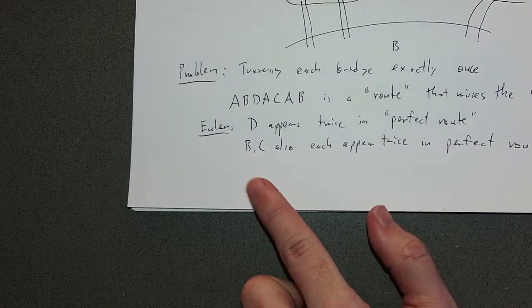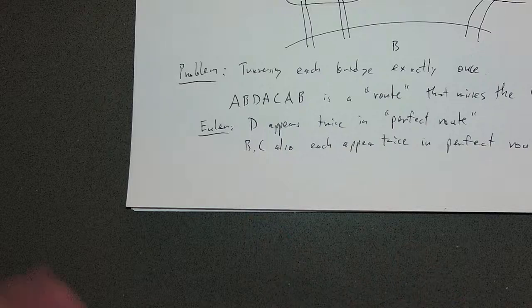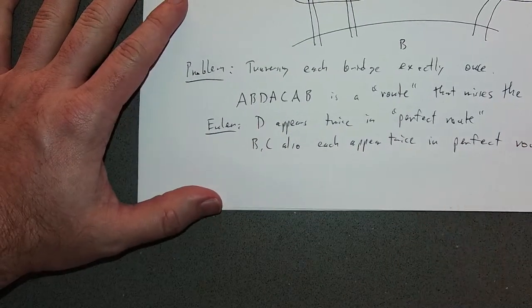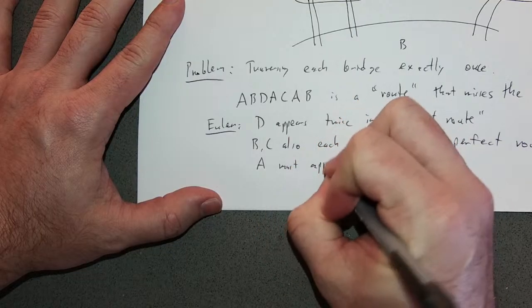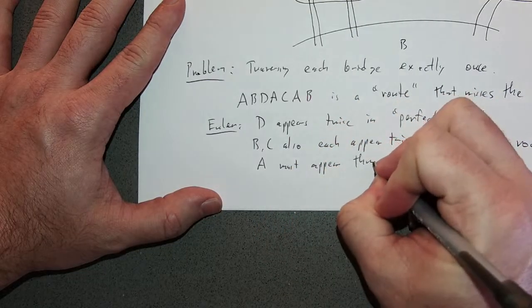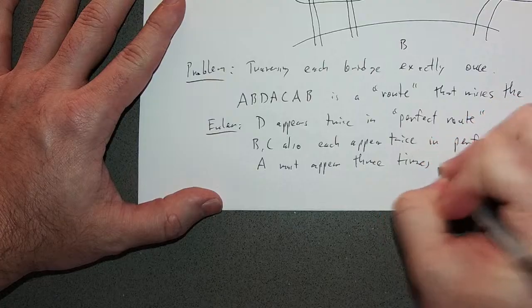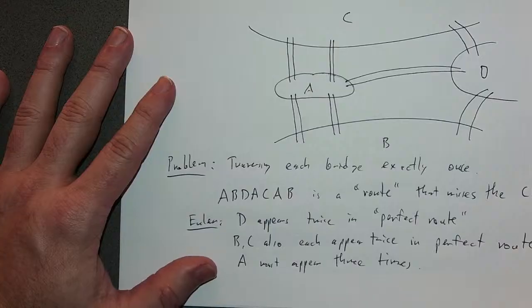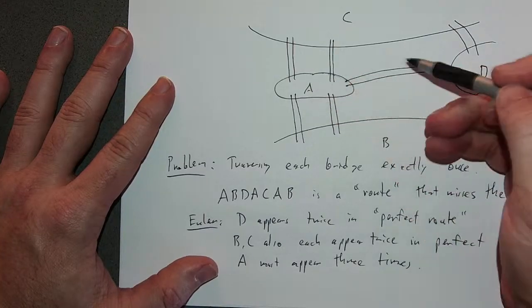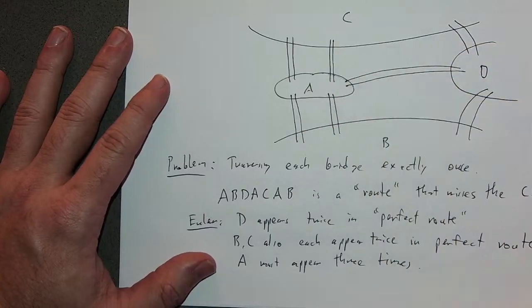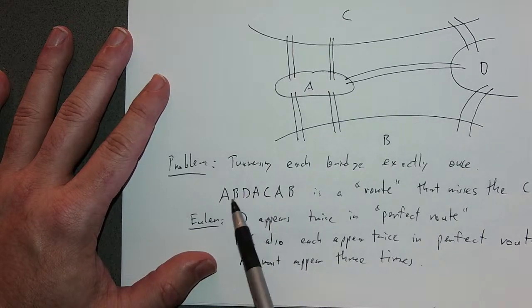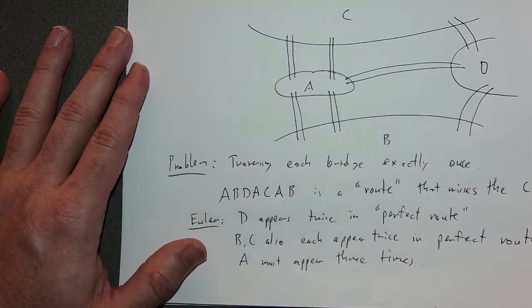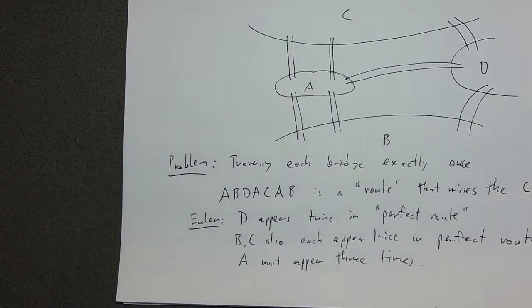What about A? We will see. I might have you do this in homework 3. A must appear 3 times, for the same reason that if it appeared less than 3 times, you would miss a bridge. If it appeared more than 3 times, you would cross a bridge multiple times. Remember, in the sequence, passing to the letter and away from it represents crossing 2 bridges, right?